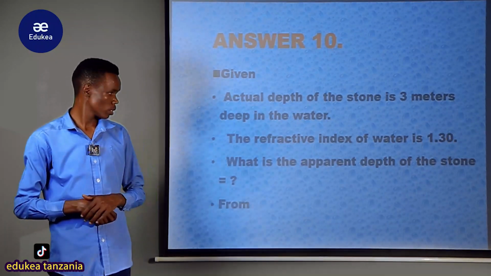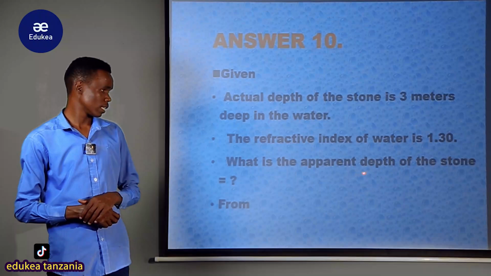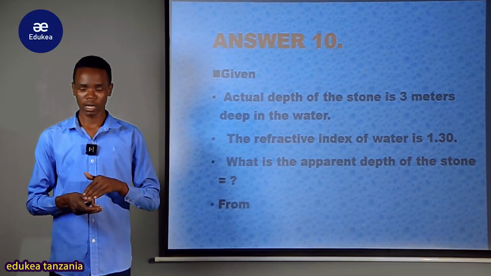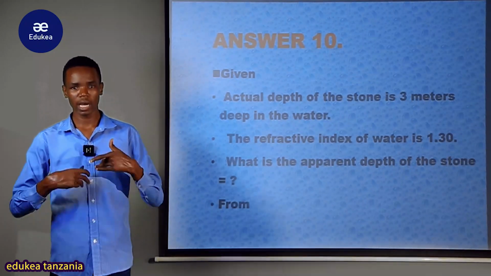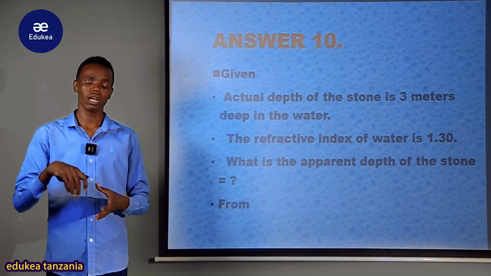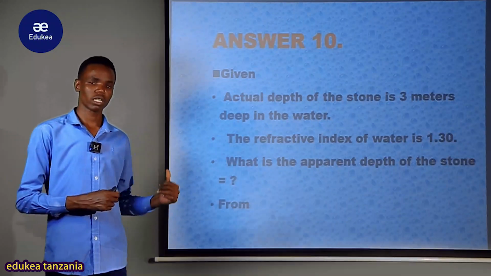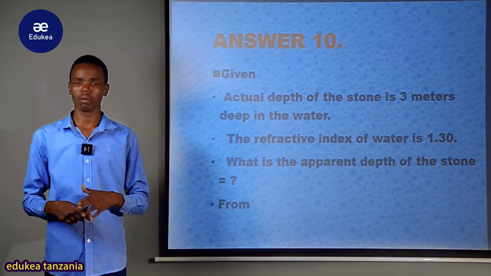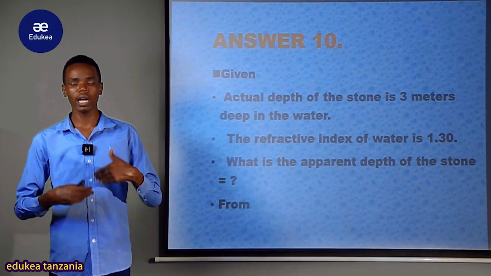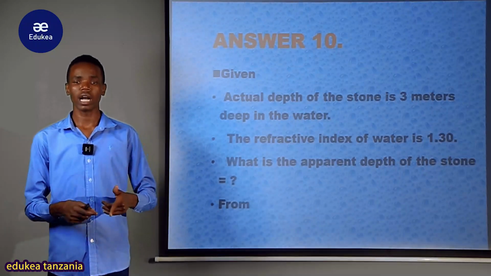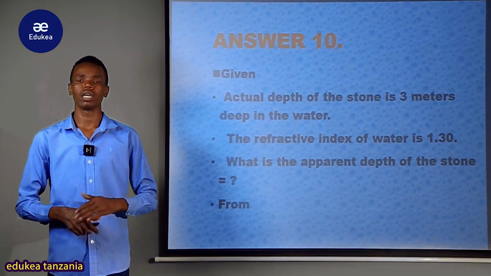1.30. But we are supposed to find the apparent depth of the stone, that is, at what depth the stone could be seen after it was placed at a depth of 3 meters going downwards. At what depth was it seen? It means the apparent depth.